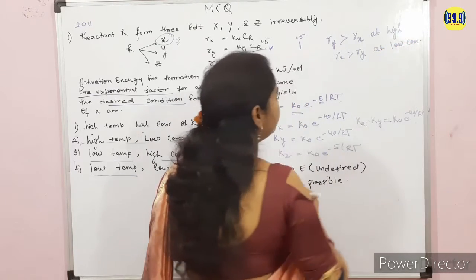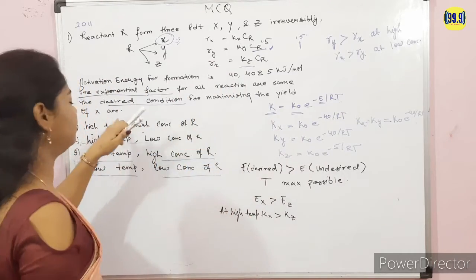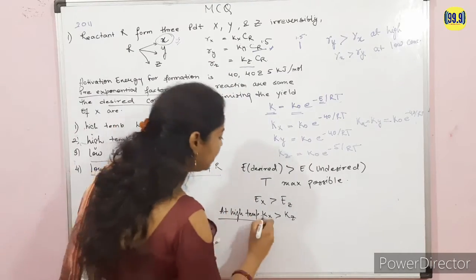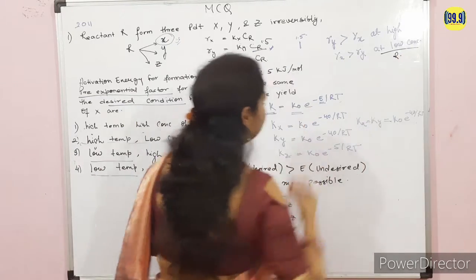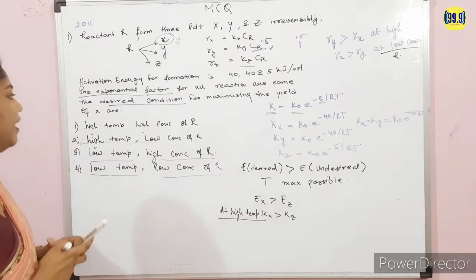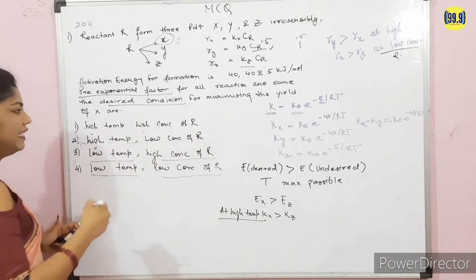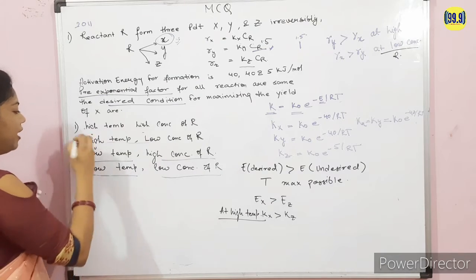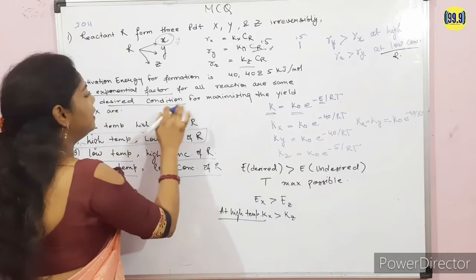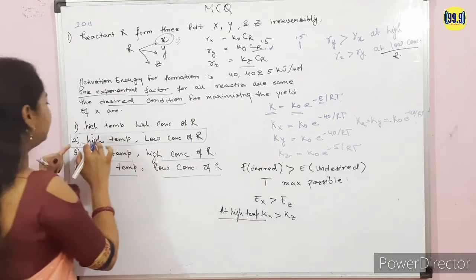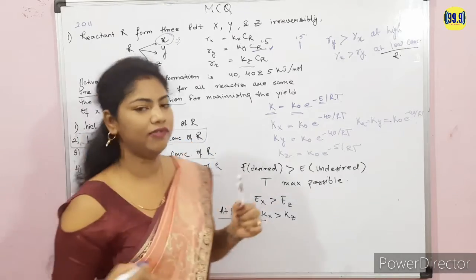So the two favorable conditions for maximizing the yield of X are high temperature and low concentration of R. It means option 2, or option B, is the correct answer of this numerical, that is, for maximizing the desired product yield: high temperature and low concentration of R.